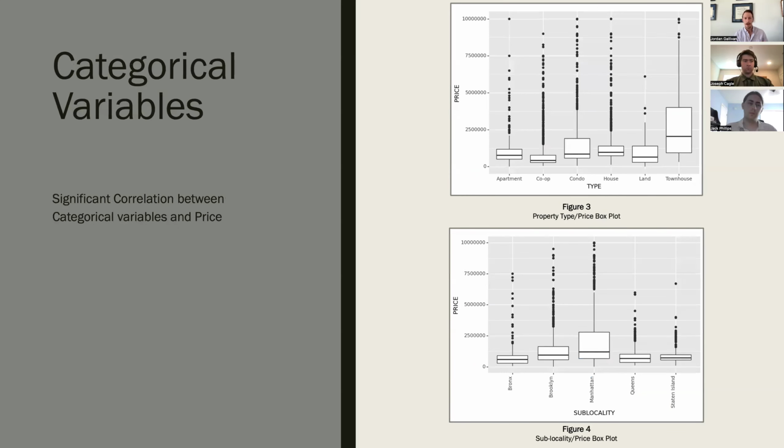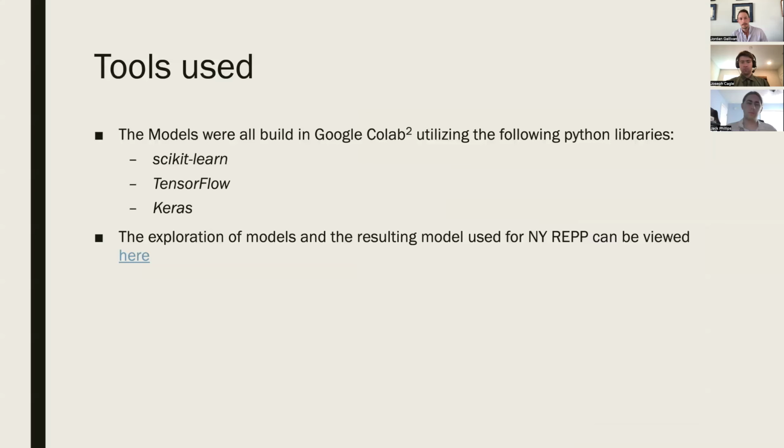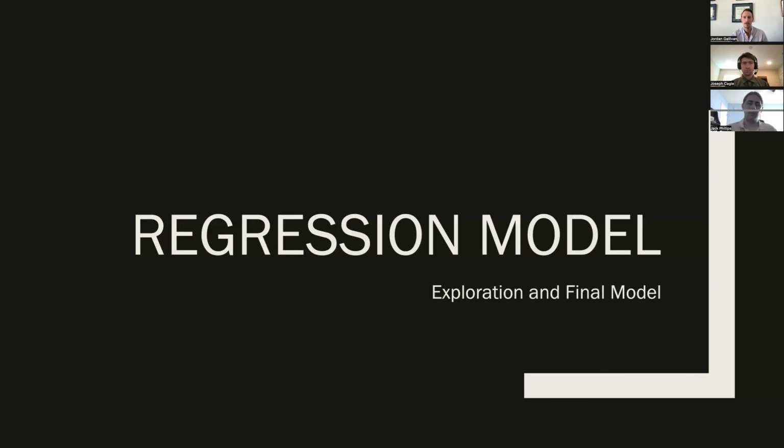As we break into our categorical variables, we can really start to see there's significant correlation between the property type as well as the sub-locality, or one of the boroughs of New York City. As we turn our focus over to building the actual regression model, some of the tools we used were scikit-learn, TensorFlow, and Keras. We did all this through Google Colab's notebook, and you can see a link on the slide if you're interested in what the source code looked like. So let's jump into the actual regression model itself.